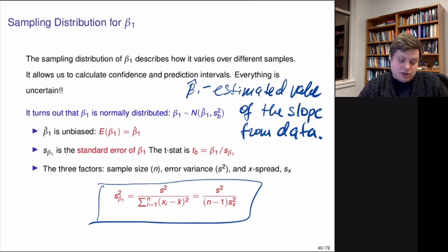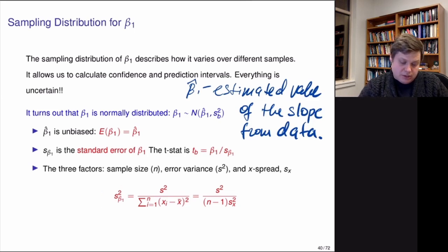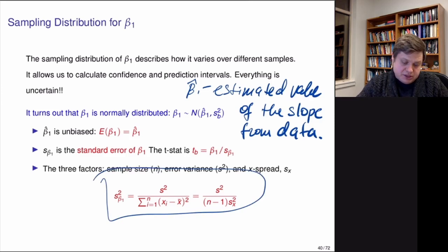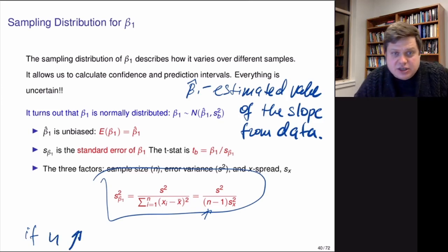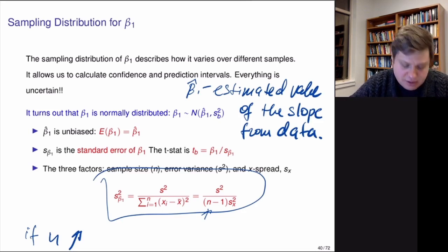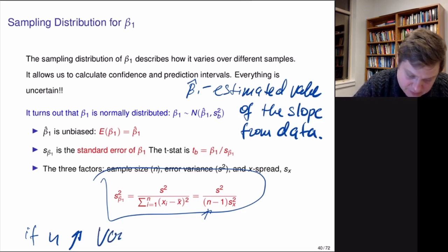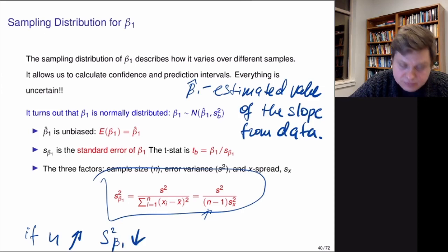Okay, and you can see what comes into this equation. There are three factors: the sample size n, which appears here on the bottom, meaning that if n goes higher, the standard deviation, or the variance associated with the estimate of beta 1, will go down, which makes sense. The more data we observe, the more confident we will be about the value of beta 1 that we estimate from this data set.